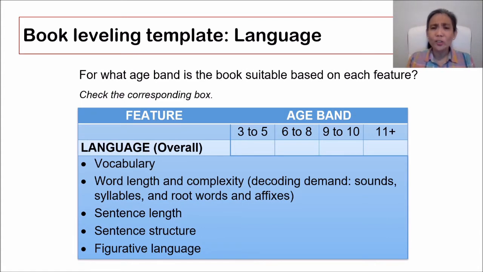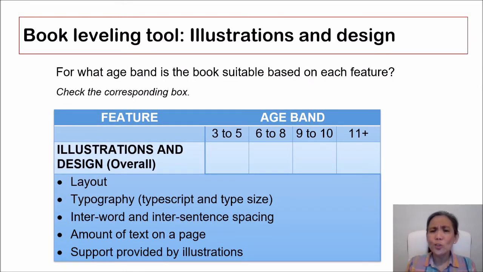Another dimension considered in the book leveling tool is the language of the text. As shown in this slide, the factors connected to language are a combination of both the surface and deeper features of text complexity. The tool also considered the less verbal and more visual component of books, particularly illustrations and design. As shown in this slide, you can say that the factors connected to this component belong to the more surface features of text complexity.